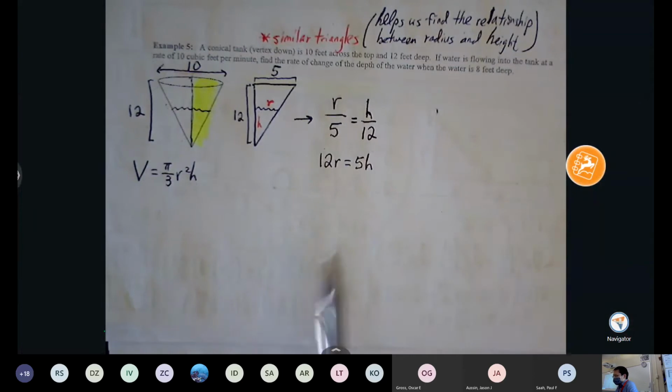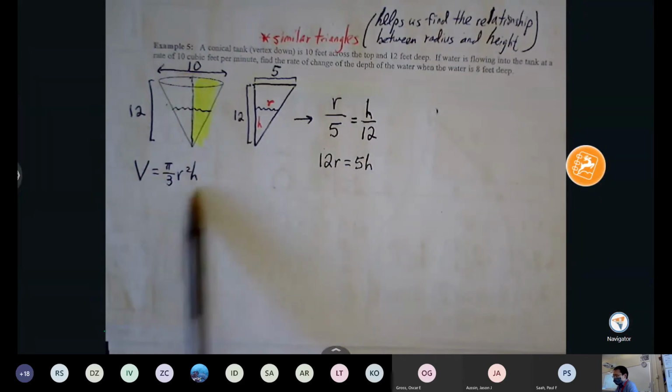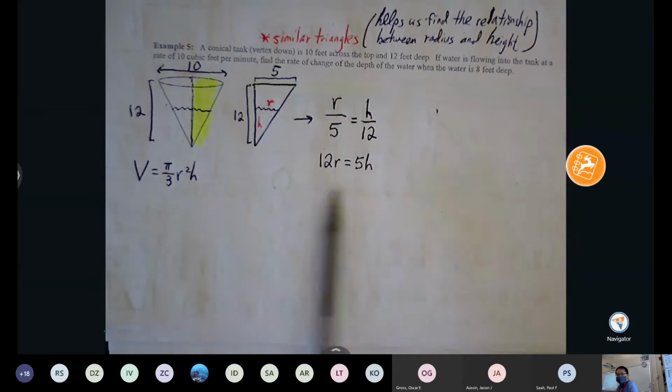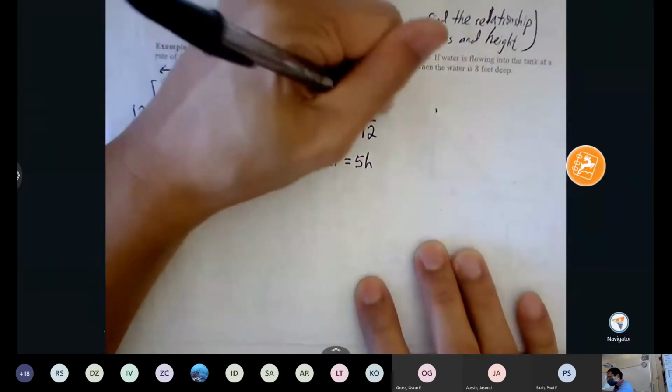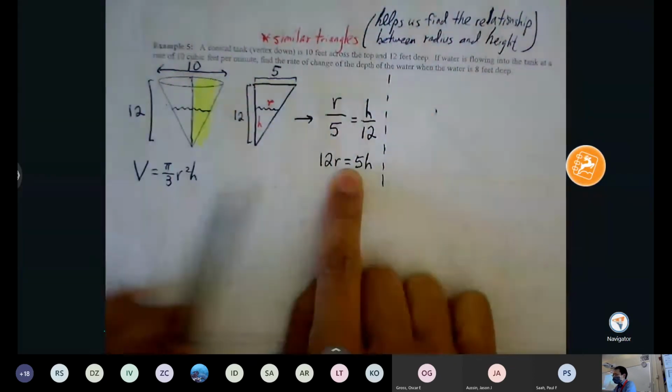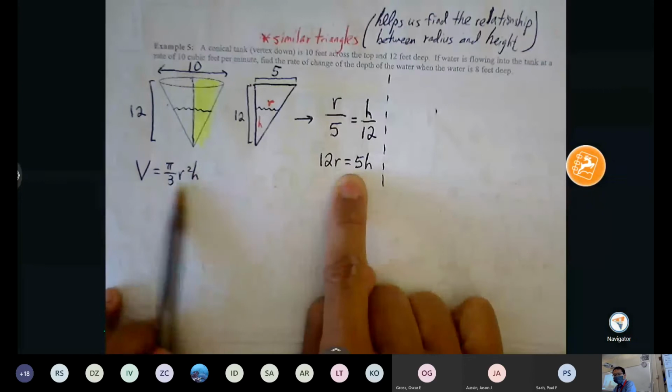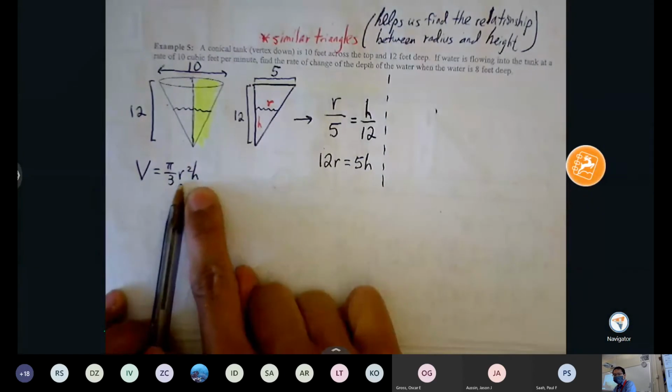So now the next decision is, which variable do we want? Do we want this in terms of H, or do we want this in terms of R? And we're going to have to go to our problem and gather some more information. But eventually, we're going to have to use this to help us get this down to one variable. There's too many variables here.